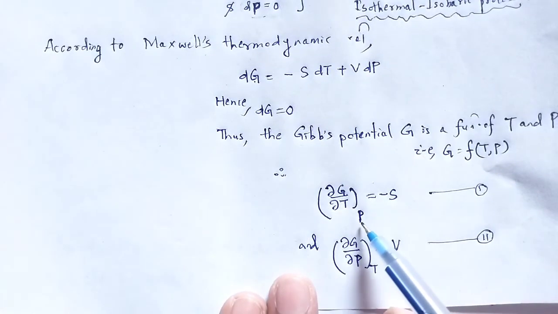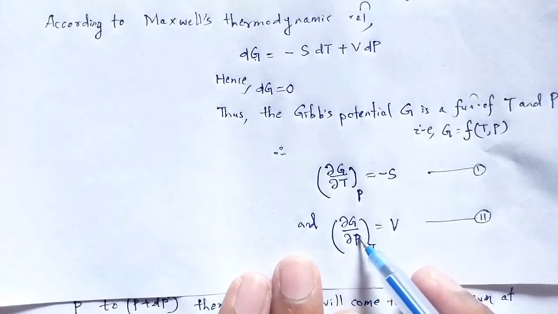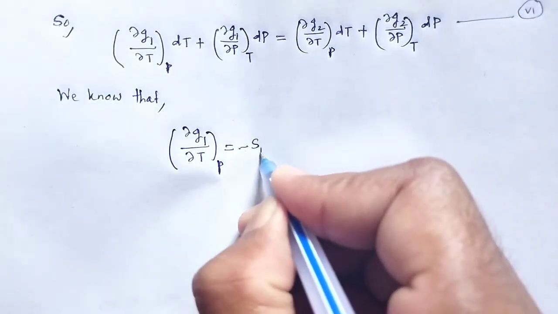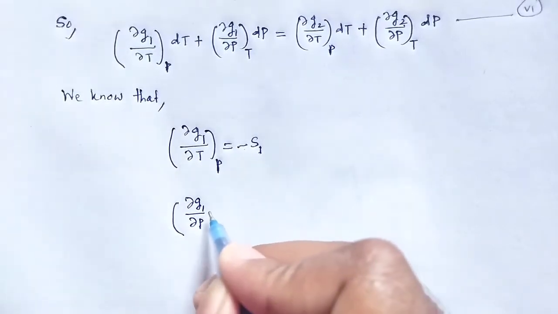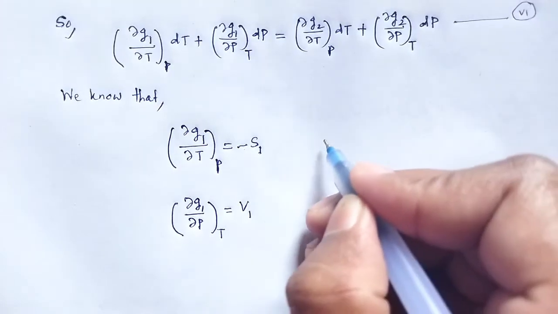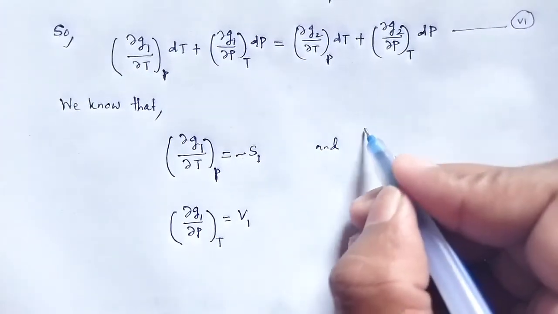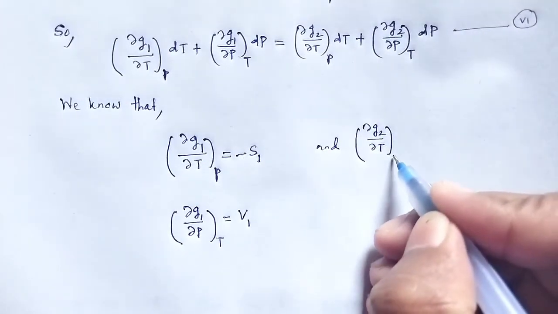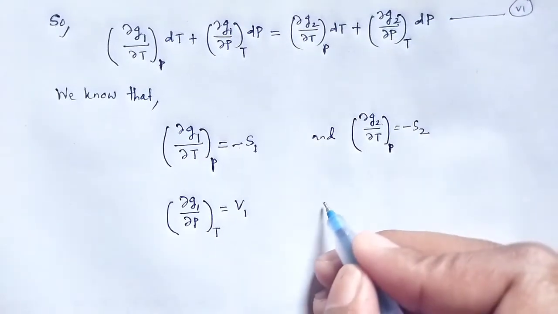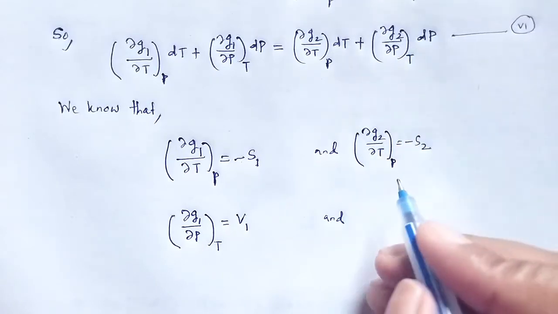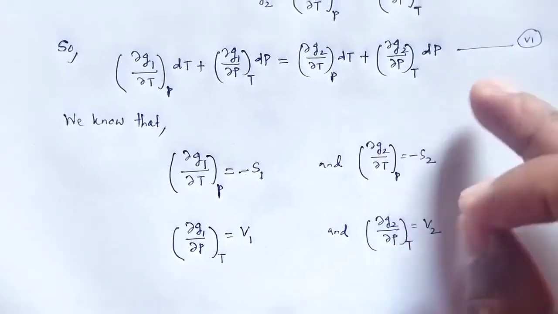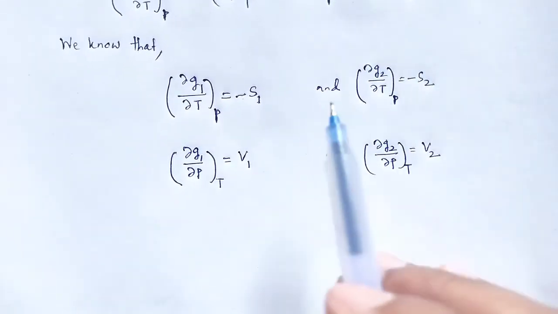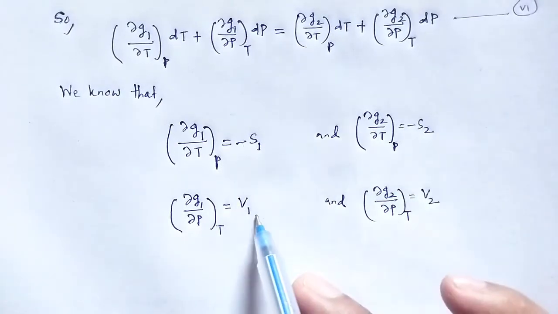Del G by del T at constant pressure is minus S, and del G by del P at constant temperature is V. So here, for phase 1, it will be minus S1, and del G1 by del P at constant temperature is V1. For phase 2, del G2 by del T at constant pressure will be minus S2, and del G2 by del P at constant temperature will be V2. Now putting these values in equation VI, we have the terms S1, S2, V1, V2.